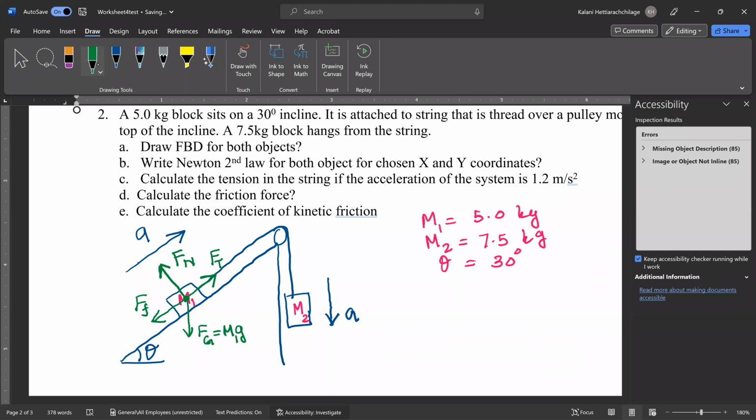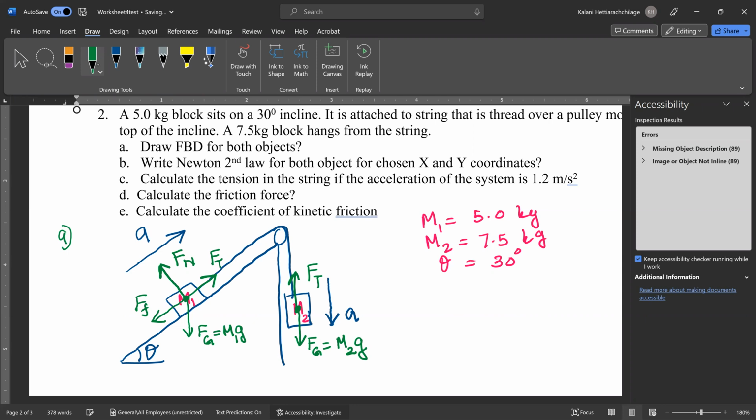And you're going to do the same thing for the second object. Now, the second object is easier. You have the force of gravity of the second object, which is M2 g, and there is a force of tension. Your M1 and M2 both have the same tension force because we're using the same uniform string throughout the process. So now we are ready. We are done with part A.